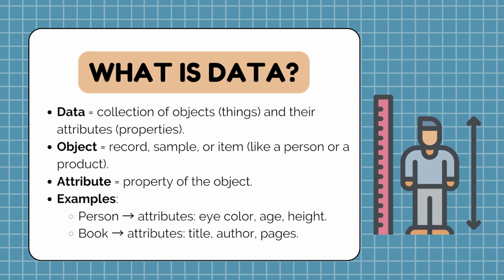Moving on to the second slide, what is data? Data is basically a collection of objects and their attributes. An object is something that we're studying, like a person, a book, or a product, while attributes are the properties of that object. For a person, attributes could be something like age, eye color, or height. For a book, it could be the title, author, or number of pages.